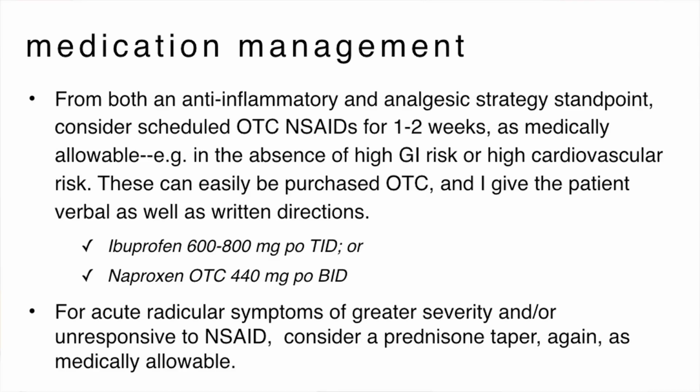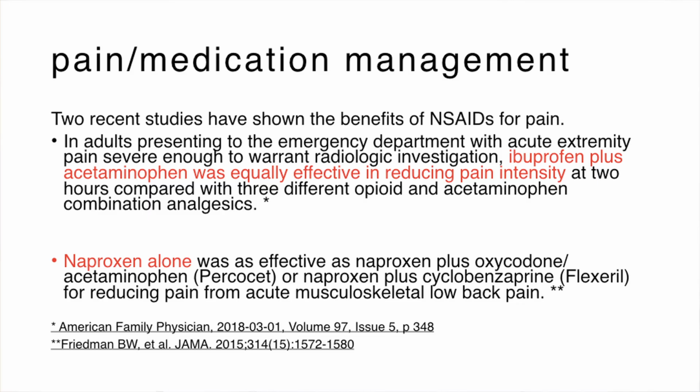I typically recommend either ibuprofen 600 to 800 milligrams TID or naproxen 440 milligrams BID for 1 to 2 weeks as medically allowable. These can easily be purchased over the counter, and I give the patients verbal as well as written instructions. For acute radicular symptoms of greater severity and/or unresponsive to an NSAID, I may consider a prednisone taper. Recent studies have shown the benefits of NSAIDs for pain.